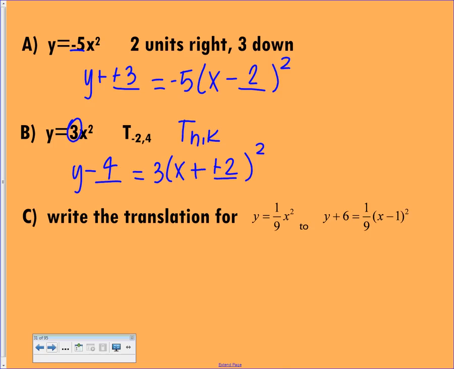Okay, so letter C says, write the translation that changes y equals 1/9 x squared to y plus 6 equals 1/9 x minus 1 squared. So now we just have to write the T. Well, over here I have x minus 1, and instead of x minus h, that would just give me a 1. And then over here, it's usually a minus in the formula, so a plus meant it was a -6. So our translation was T 1, -6.